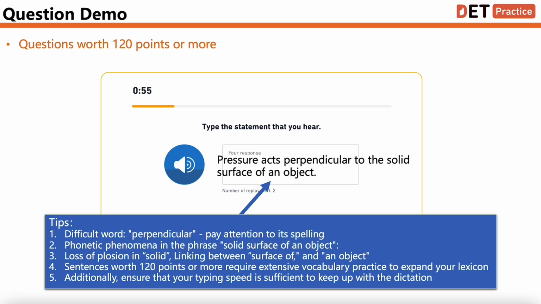For these longer sentences, it's crucial that your typing speed is up to par. Practice typing using writing samples drawn from your question bank. This will help improve your speed while also familiarizing you with model sentences and phrasings.